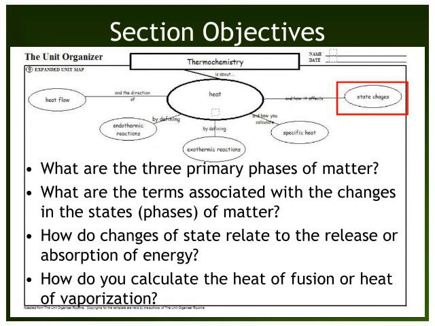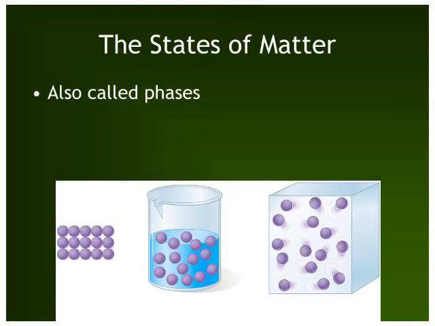So in this section, you want to understand what are the three primary phases of matter. What are the terms associated when you change one state of matter to another? How do these changes of state affect the release or absorption of energy? And how do you calculate the heat of fusion or heat of vaporization?